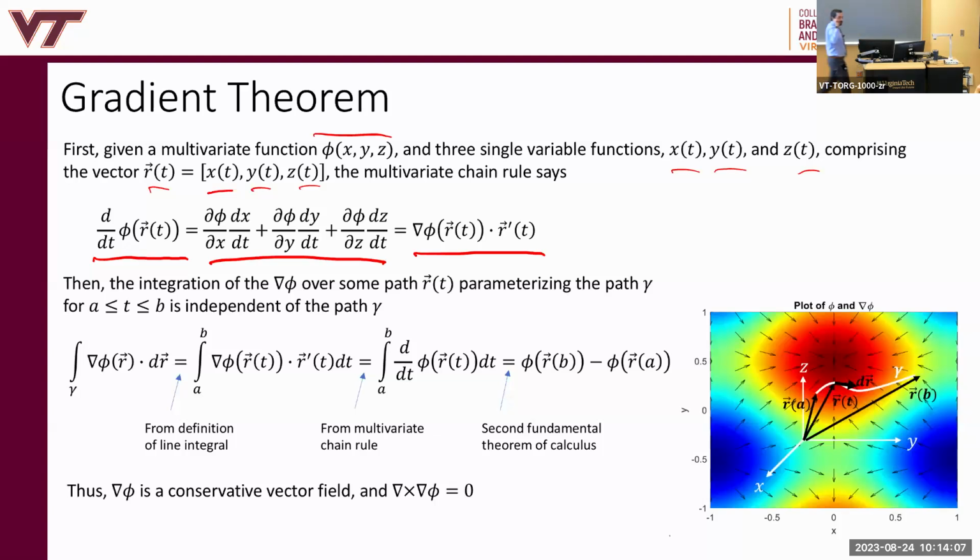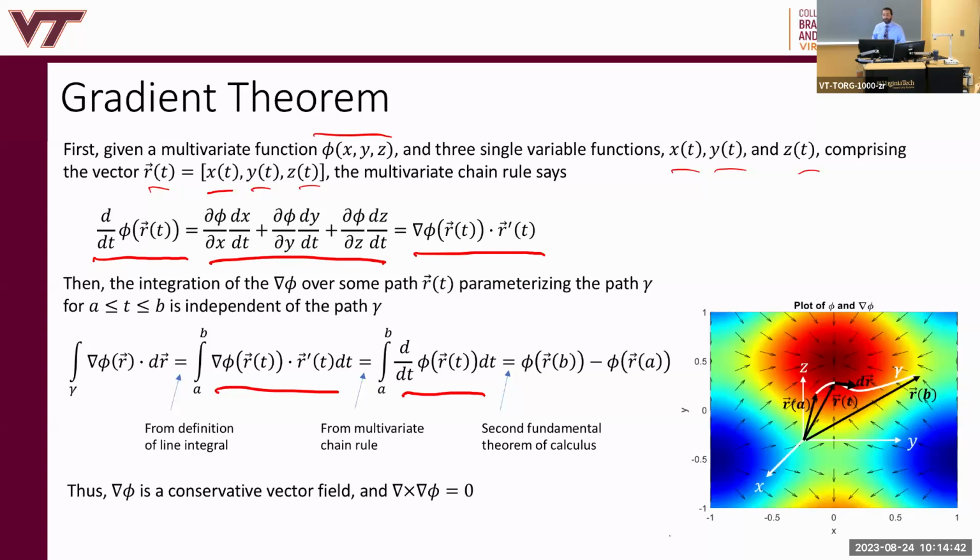Yeah, good. All right. Now all I have to do is look at that thing and say, oh, I can write that as the gradient of phi dotted with r prime of t, as a dot product. Once you recognize that, then you can go to this equality. I can make this into that. And then I can use the second fundamental theorem of calculus. It says that the integral of a derivative is just the evaluation at these endpoints. Okay. Gradient theorem.